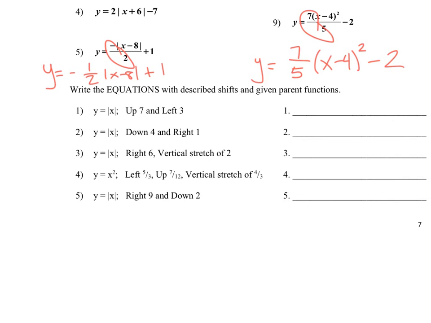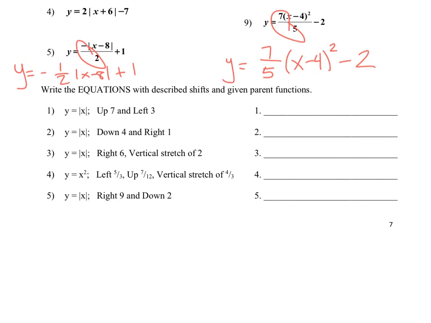The next section is asking you to write the parent function given the shift happening. So y equals the absolute value of x. So what we're going to do is manipulate this thing. I want to make this go up 7 and left 3 units. In order to do that, remember that up 7 would mean up 7 units outside the parentheses. In this case, it's absolute value, so I'll be adding 7 out here.